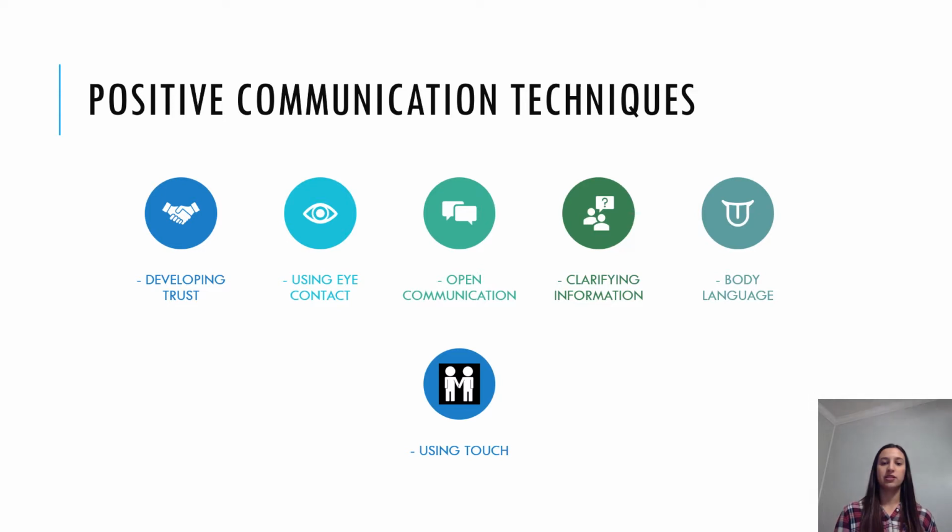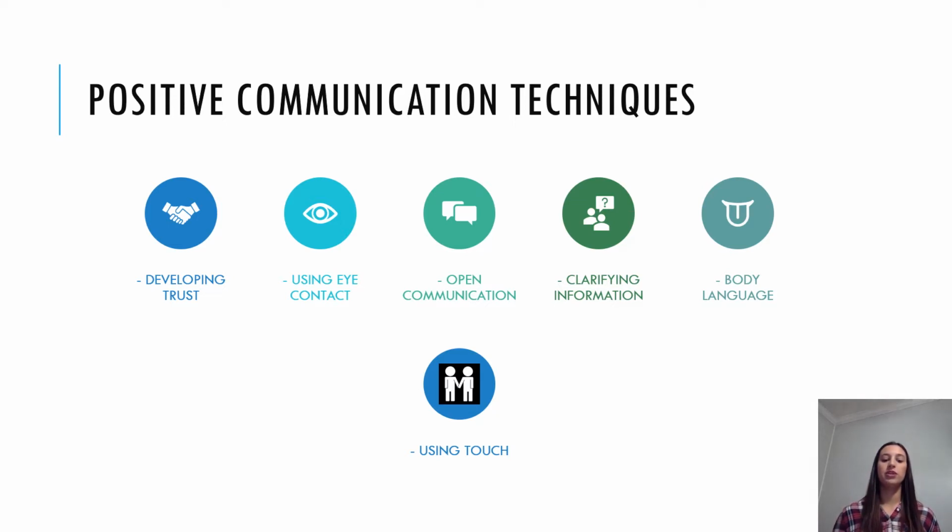The next one is clarifying information. When discussing patient information with other healthcare providers, it is very important to clarify information. Not clarifying information can be harmful to your patient. An example would be medication. So if you see that the dose is very high, you should contact the doctor to see if it was a mistake.